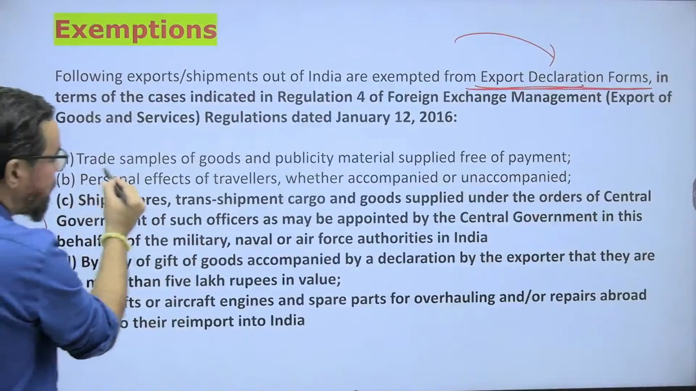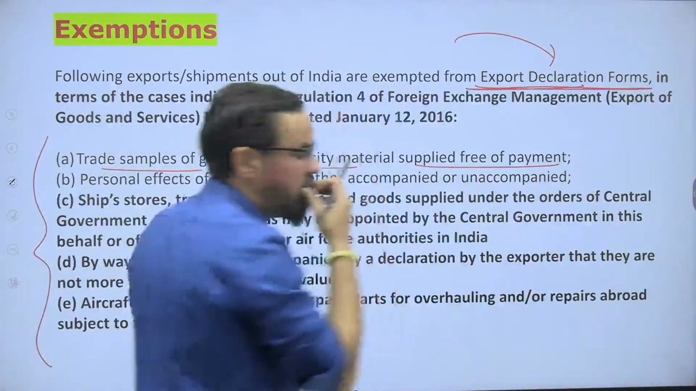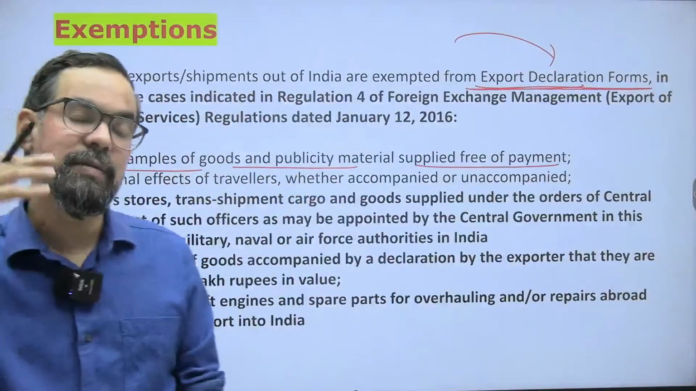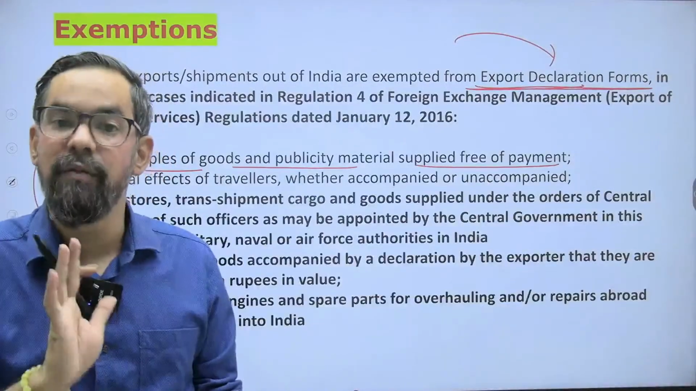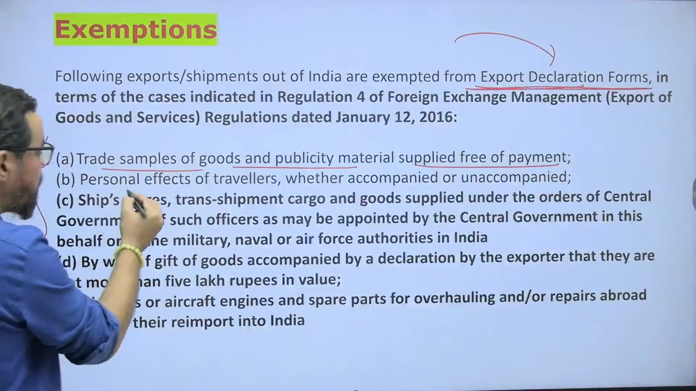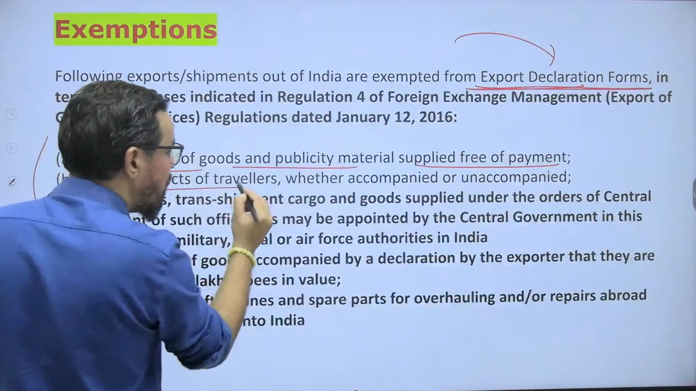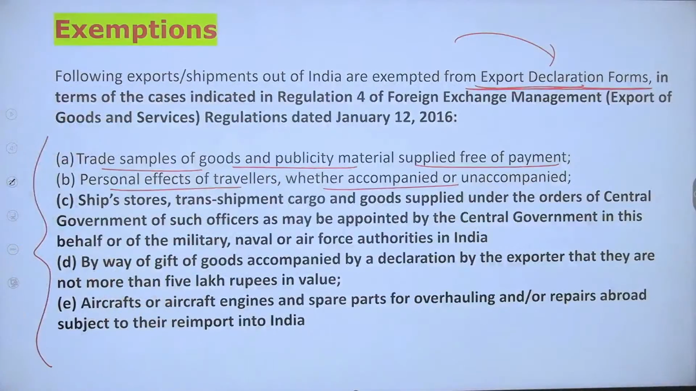Okay? Trade samples of goods and publicity material supplied free of payment. So let's say you are sending some samples to another country for free. In that case, you do not have to fill the EDF form. Okay? So that is one. Personal effects of travelers, whether accompanied or unaccompanied. So if you are moving or carrying some goods, that is also not required.